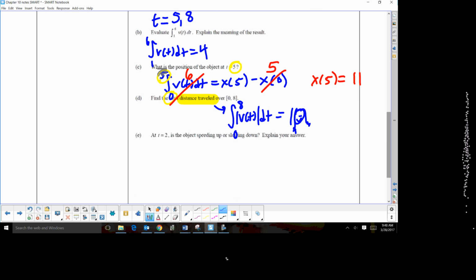So last one, it says at t equals 2 is the object speeding up or slowing down. Explain your answer. And I can't tell you how many of you got this wrong, even though you understood the concept, you didn't quite write it correctly in the explanation. What 2 things are you wanting to find? So speeding up or slowing down at 2. What 2 things are you wanting to find?